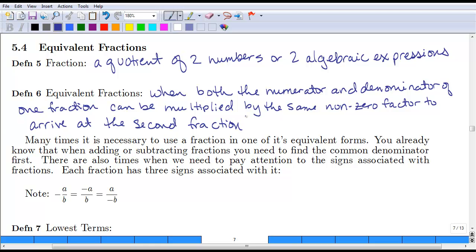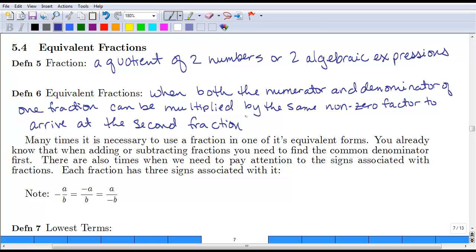So usually what we think of is when we're reducing fractions. We start off with one fraction and then we reduce it to get what's called an equivalent fraction. Another thing to keep in mind with regards to these is the negative sign. Many times it's necessary to use a fraction in one of its equivalent forms. When we're adding and subtracting, a lot of times we need to find that common denominator. In order to add or subtract them, we can only add when we've got a common denominator.